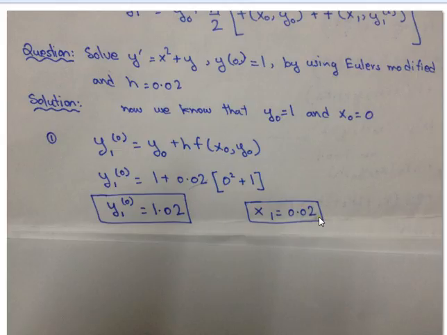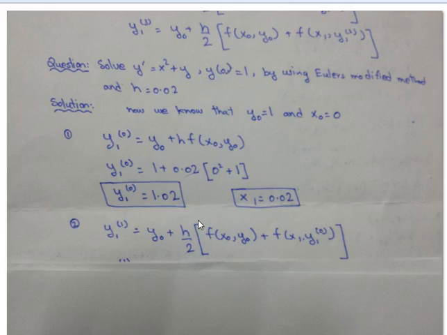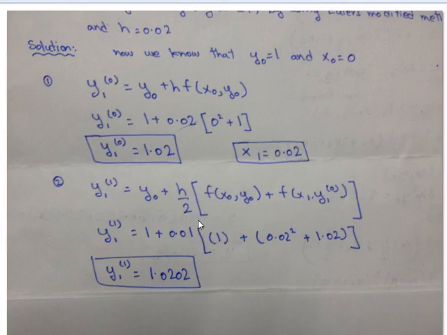Now we will use these values and plug them into the next equation to get another value, y_1^(1). This is the equation for y_1^(1). We will plug in all the values and get the value of y_1^(1). y_1^(1) is equal to 1.0202, while it has the same value of x, which is x1 equal to 0.02.